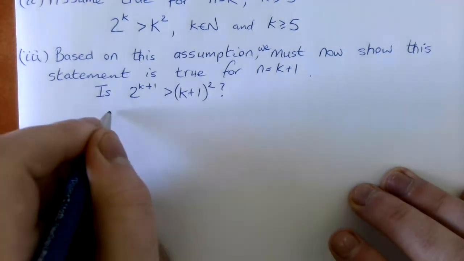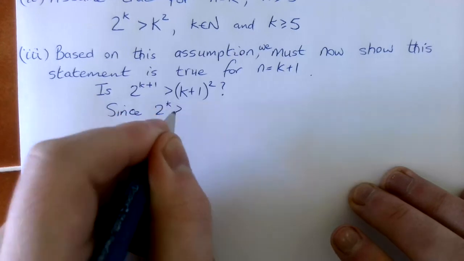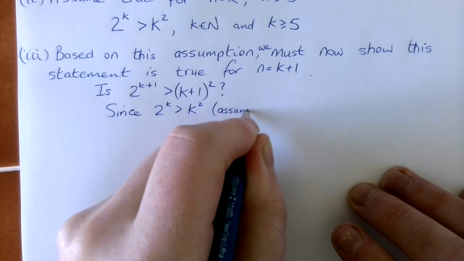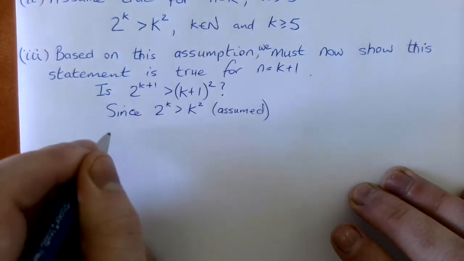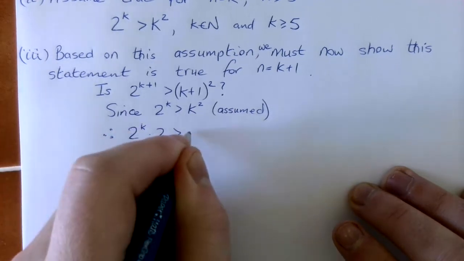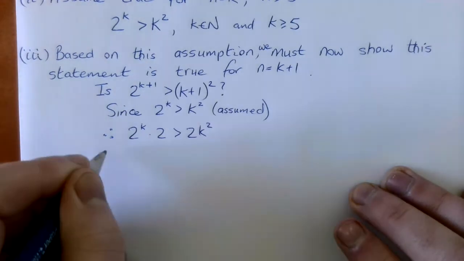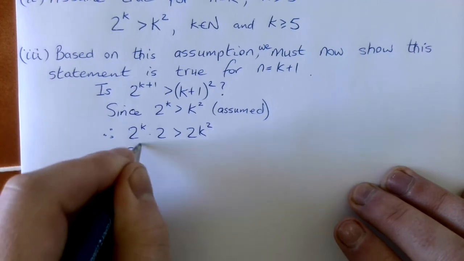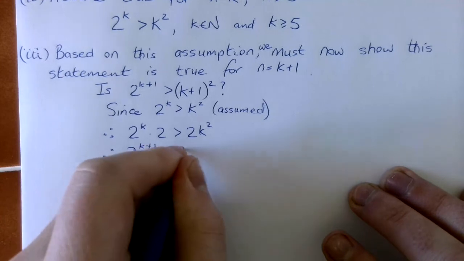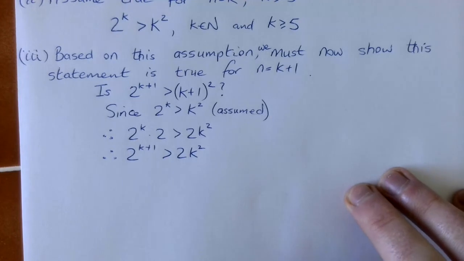Now, since 2 to the power of k is greater than k squared, we're assuming this already. So this is the thing that's assumed. Therefore, we know that 2 to the power of k by 2 is greater than 2k squared, because you're just multiplying by 2. And then therefore, we also know that 2 to the power of k plus 1, which this essentially is, is greater than 2k squared. So then this is what we're going to try to work with next.